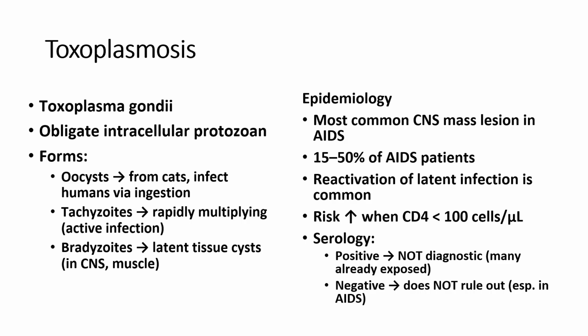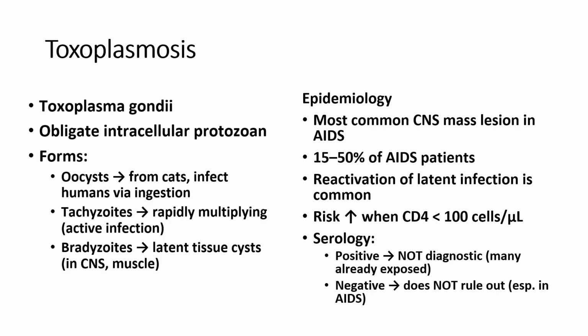Coming to toxoplasmosis, it's caused by Toxoplasma gondii. It's an obligate intracellular protozoan. Here, oocysts from cats infect humans via ingestion. Tachyzoites will rapidly multiply, causing acute active infection. Bradyzoites will form latent tissue cysts in the CNS or the muscle.